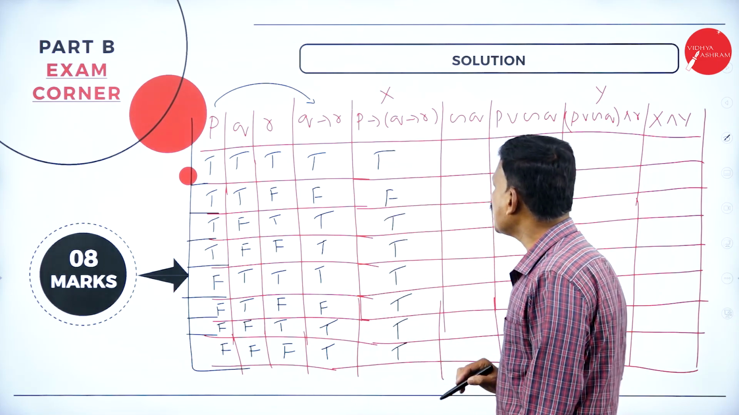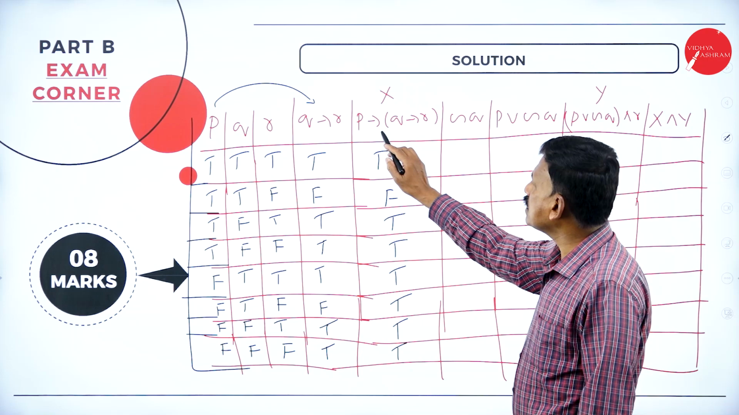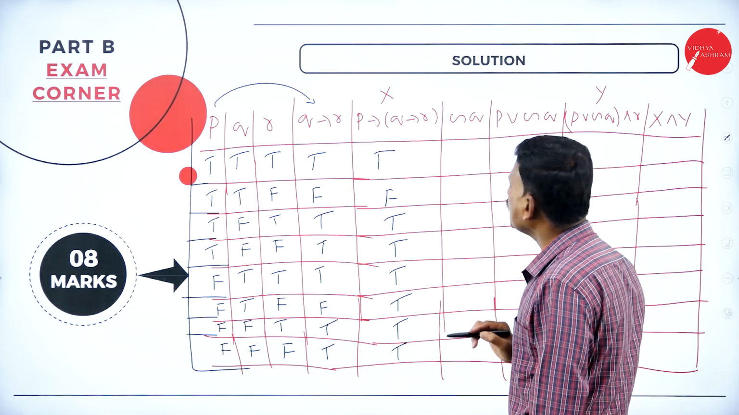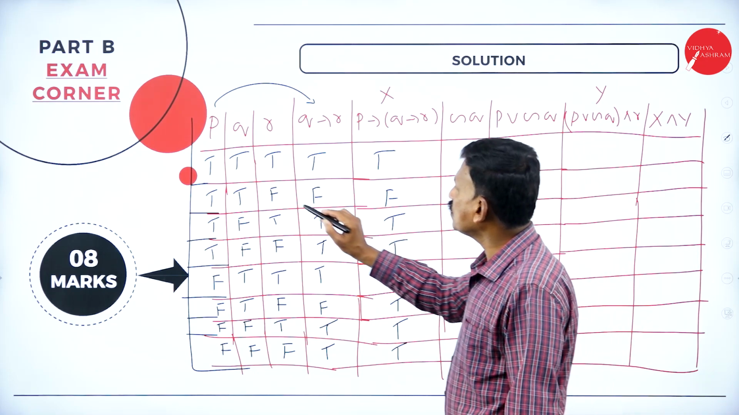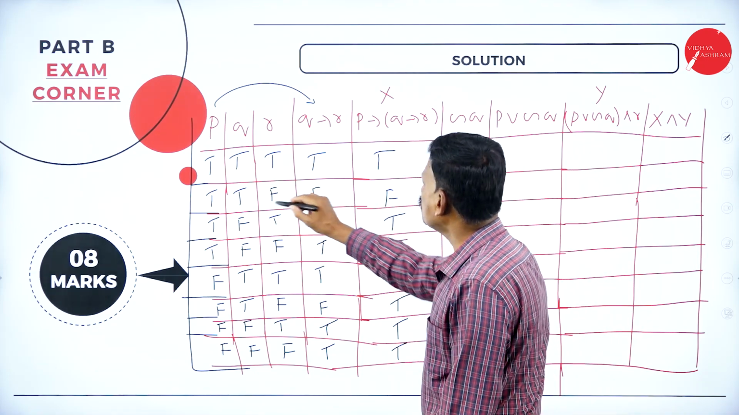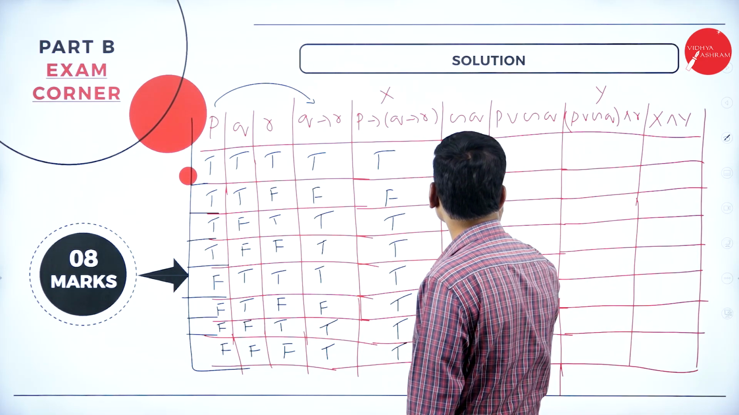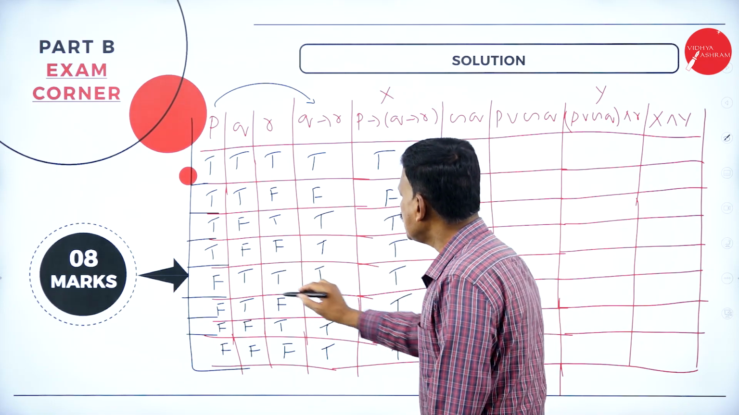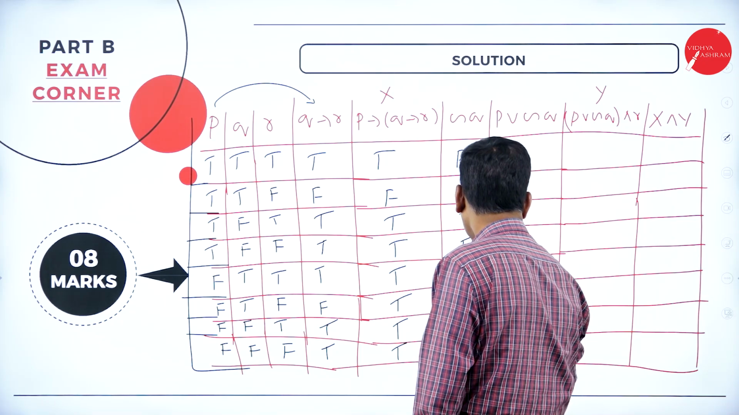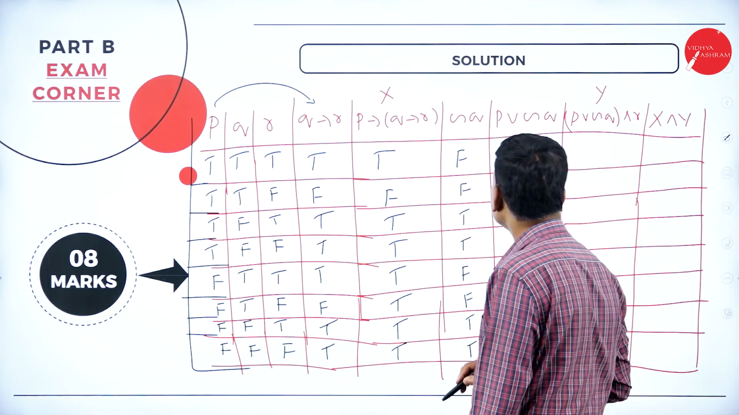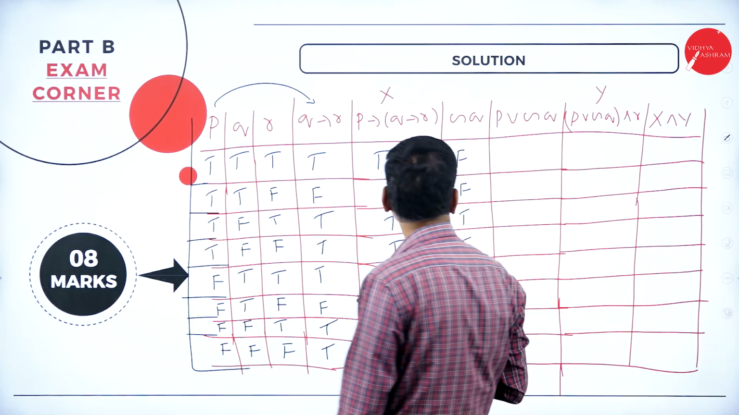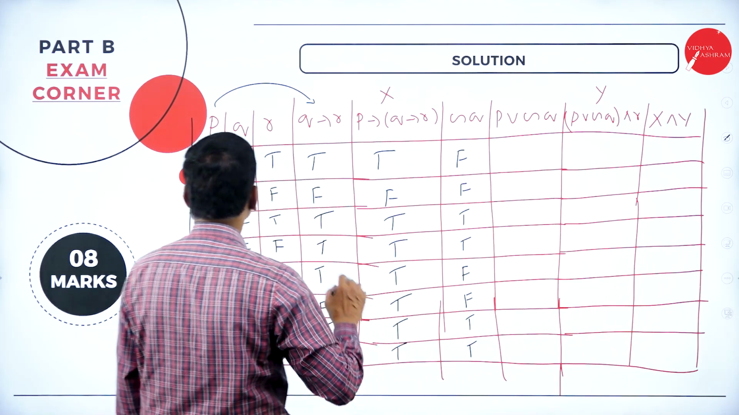So, this is X. X is the conditional for P conditional to Q conditional to R. Now, write down the negation of Q. What is the negation of Q? Negation of Q: true, true can be written as false, false. This is TT. Again, FF and TT. The negation for Q.